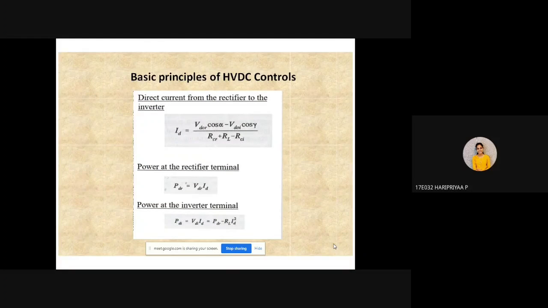The formula for direct current from the rectifier to inverter is ID is equal to V cos alpha minus V cos gamma divided by RCR plus RL minus RCI. Then power at the rectifier terminal is PDR is equal to VI, the normal formula. Power at the inverter terminal is P is equal to VI is equal to minus RL I square D.